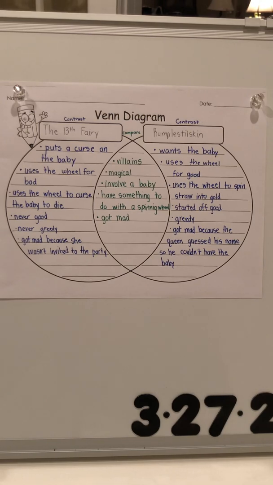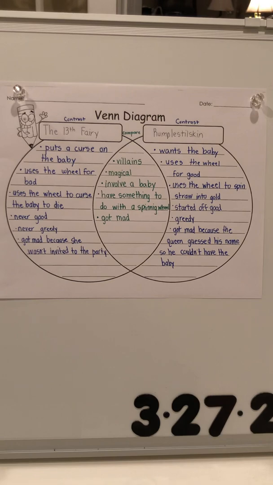So let's look at compare first. Of course, both of these characters are villains. They are the evil characters. Both of them are also magical characters. The 13th Fairy has magical powers to put a curse on the baby, and Rumpelstiltskin has magical powers to spin the straw into gold.